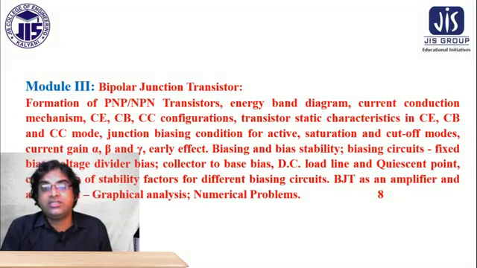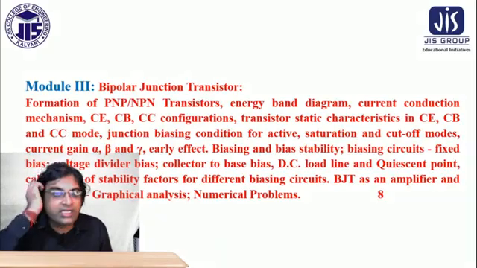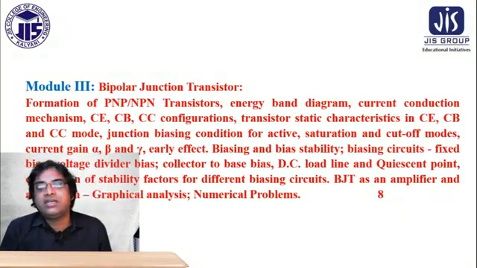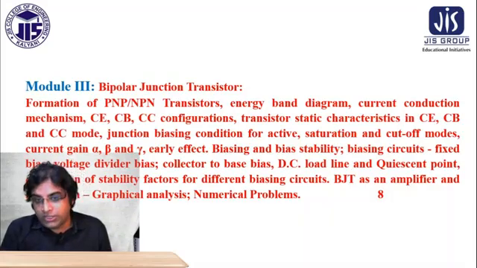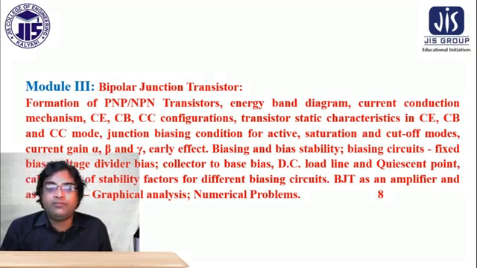And the junction biasing conditions for the active, saturation and cutoff modes, and also the current amplification factor or current gain and the early effect, that is alpha, beta, gamma, and the relations among alpha, beta, gamma, which is very important in this particular module, module 3. Then biasing and biasing stability, fixed bias, voltage divider bias, collector bias, DC load line and quiescent point, calculations of the stability factor for the different biasing circuits, and BJT as an amplifier and as a switch.